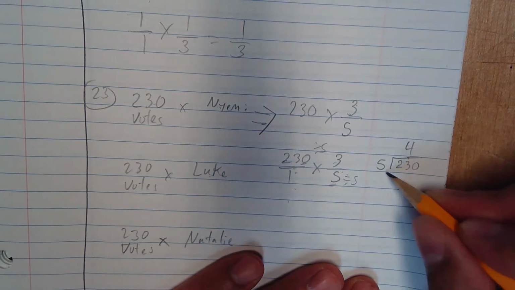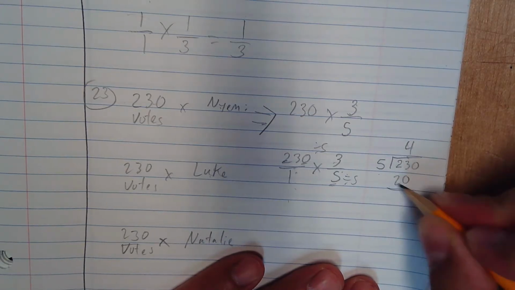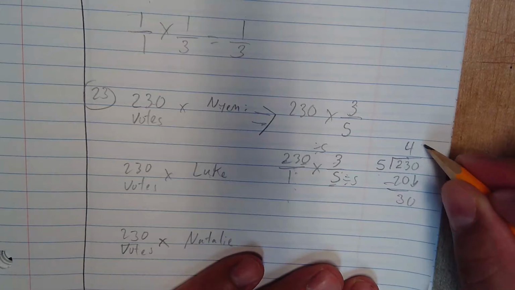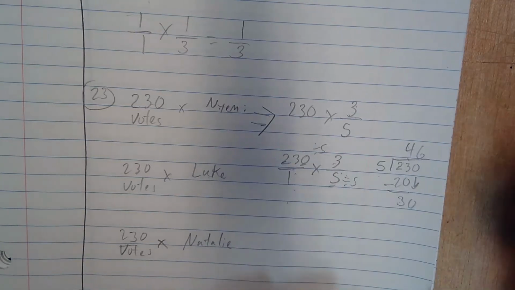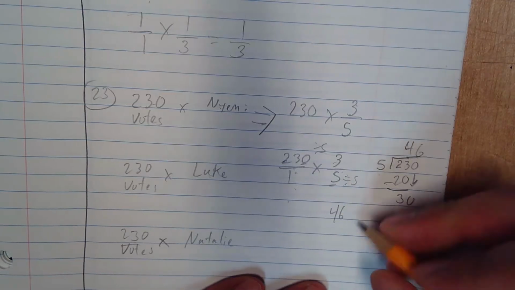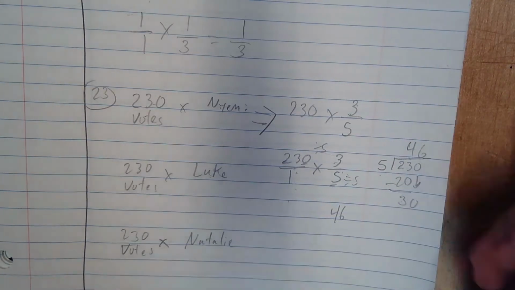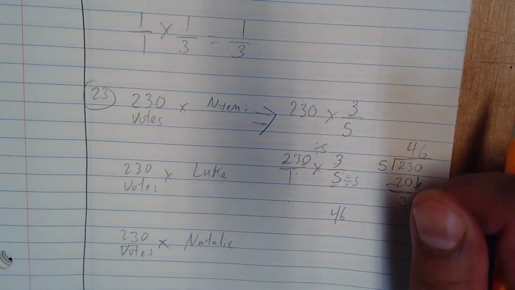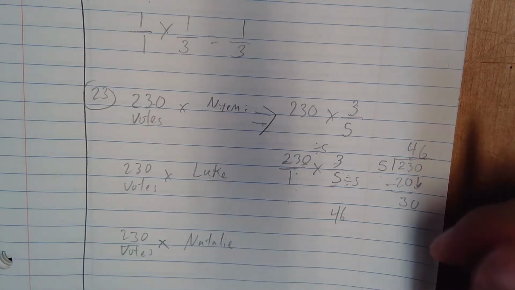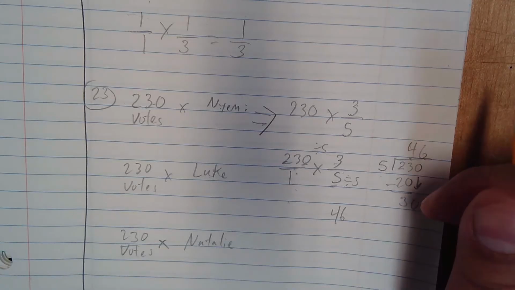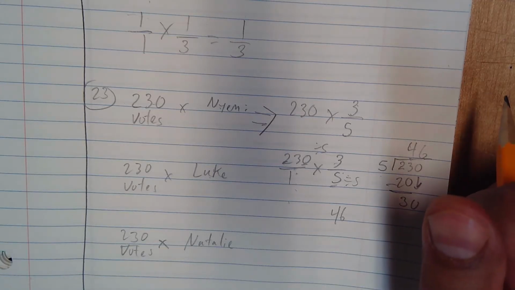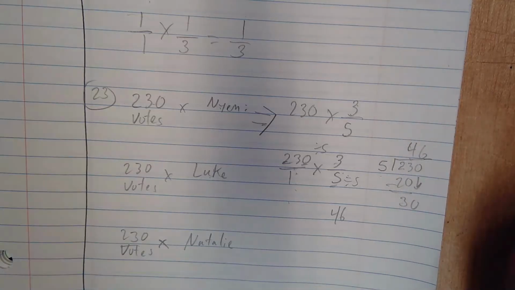So out of 23, I can make 4 groups of 5. Then I'm left with 3. I bring down the 0. Hey, there we go. 46. Now, is that right? Did I do something wrong? No, the math is right.